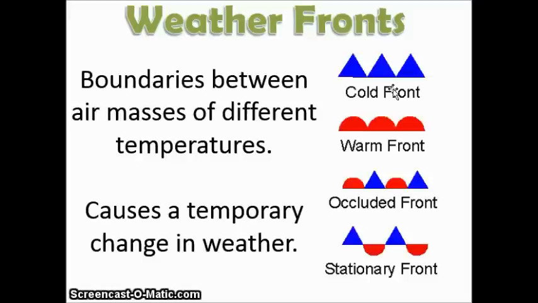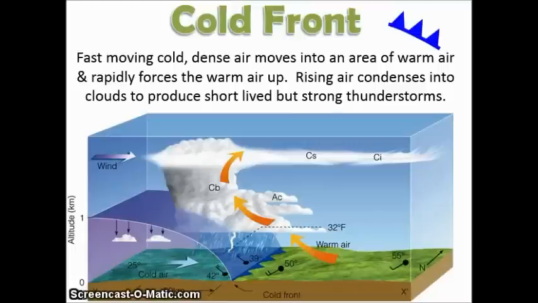So let's get into the first of the 4 types. We're going to talk about the cold front first. The cold front is described as fast-moving, cold, dense air that moves into an area of warm air. It rapidly forces the warm air to rise up. Rising air condenses into clouds to produce short-lived but strong thunderstorms. So, the cold front, this is the symbol that you'll see on the map for a cold front. Go ahead and draw this symbol on your notes.